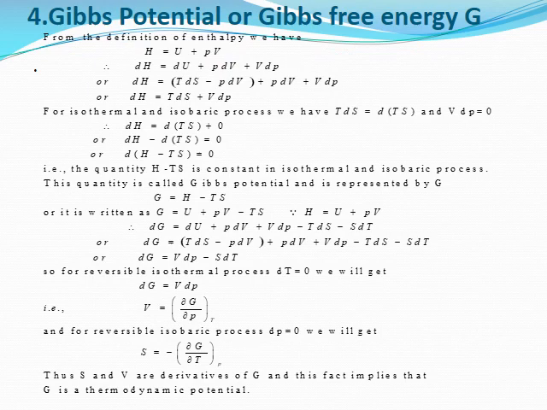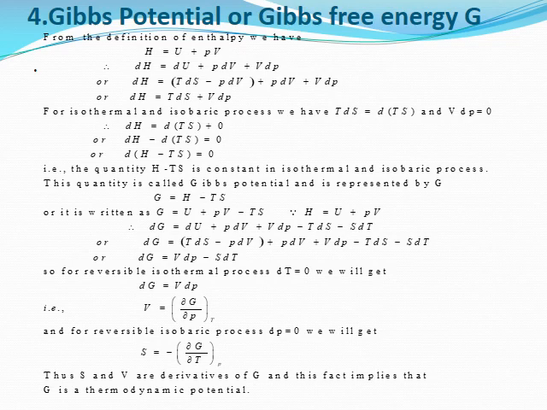Now we discuss the fourth potential, that is called Gibbs potential or Gibbs free energy, represented by capital letter G. From the definition of enthalpy, we have H is equal to U plus PV. Differentiating both sides, we will get dH is equal to dU plus PdV plus VdP. Now putting the value of dU here, we can write dH is equal to TdS minus PdV plus PdV plus VdP. This becomes dH is equal to TdS plus VdP. Now for an isothermal and isobaric process, we will have TdS is equal to d of TS and VdP is equal to 0. Therefore dH is equal to d of TS plus 0, or dH minus d of TS is equal to 0, or we can write d of H minus TS is equal to 0.